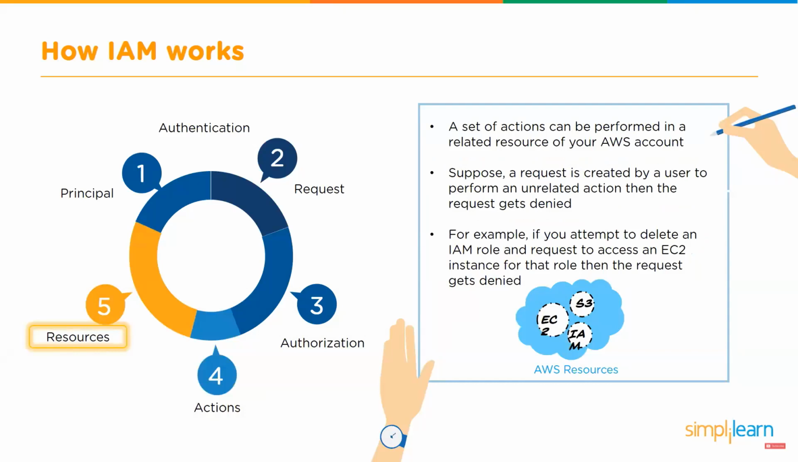For example, let's say if you attempt to delete an IAM role, and you also request to access the EC2 instance for that role, then the request gets denied.